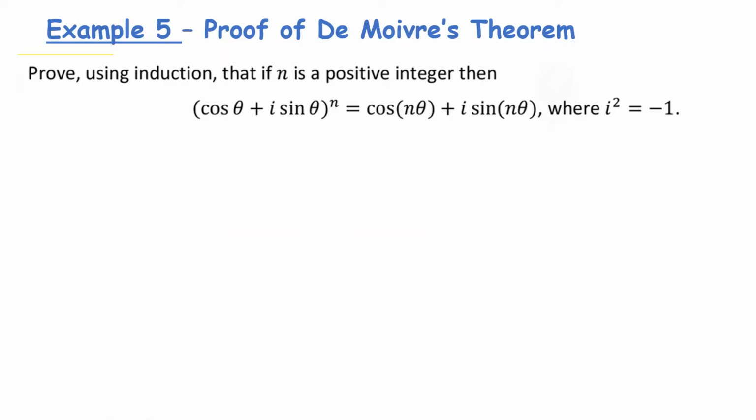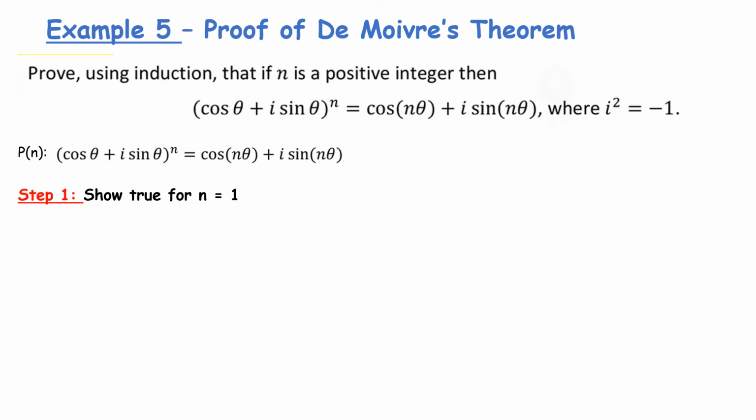Okay, so let's look at example 5, and it's given us our statement here. So we're going to have Pn, that is our proposition that we want to prove. Step 1 is show true for n equals 1. So let's do when n equals 1. We will get cos of theta plus i sine theta to the power of 1 is equal to cos 1 times theta.